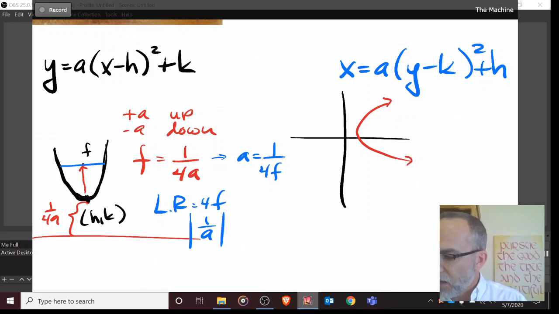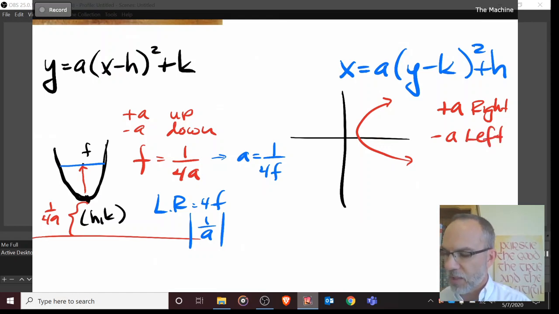Okay, so now if A is positive, it opens right. And if A is negative, it opens left. Okay, and the same thing is true for the focus and the latus rectum. Those principles are the same.